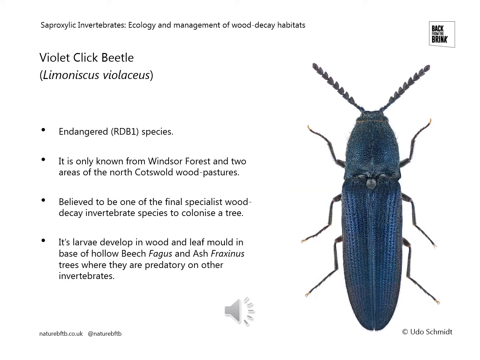So the violet click beetle is probably our flagship species for wood mold habitat. It's an endangered species in Britain, known only from Windsor Forest and 2 areas in the North Cotswolds, and it's believed to be one of the final specialist wood decay invertebrate species to colonize a tree. And this species is predatory on other invertebrates within wood mold in hollow beech and ash trees.